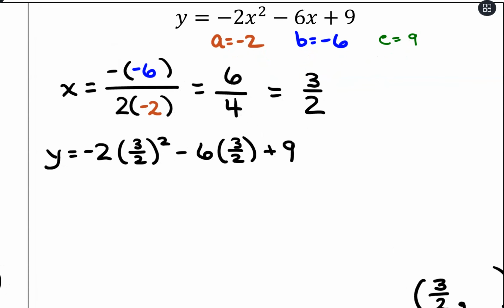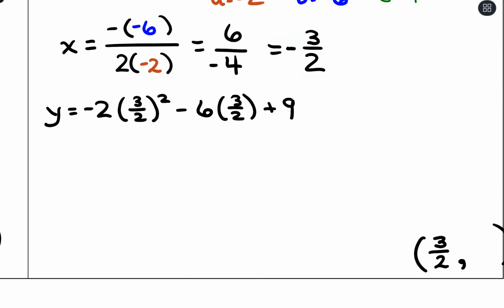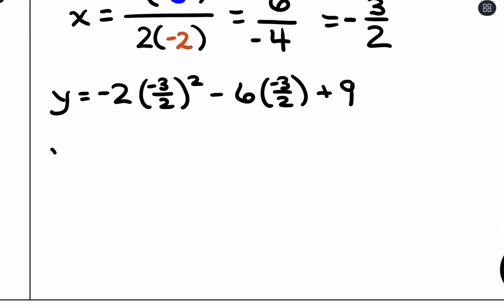Ooh, I lost a negative in the process. Sorry. That should be a negative 6 down there, so that makes it a negative 3 halves. Oh, that's important. Negative 3 halves. Okay, good. Caught that early enough.